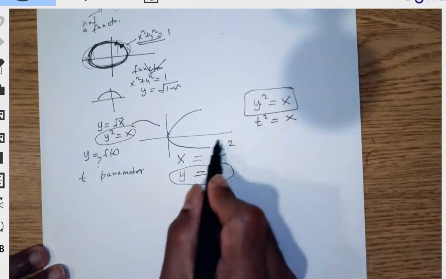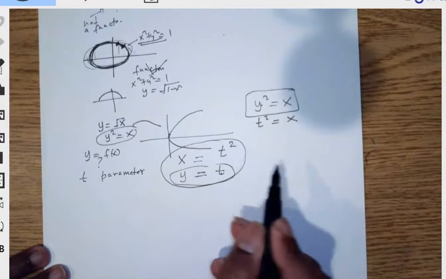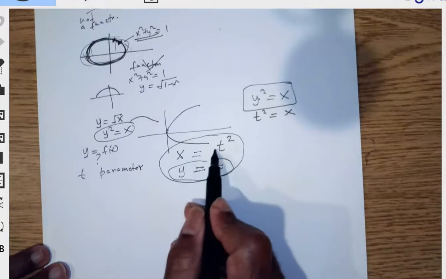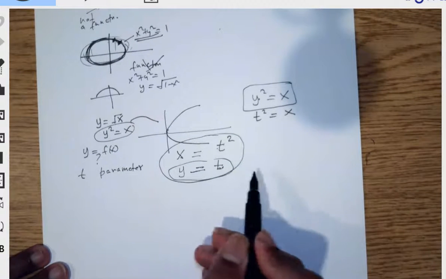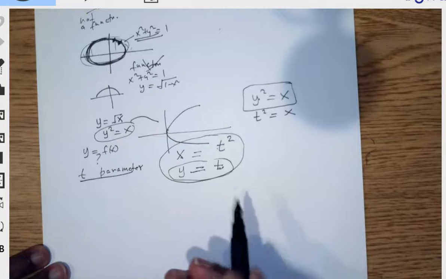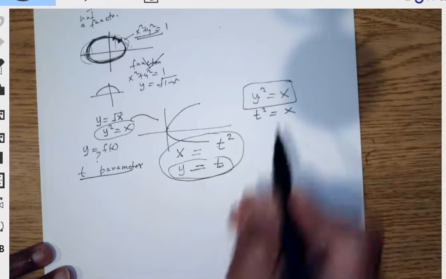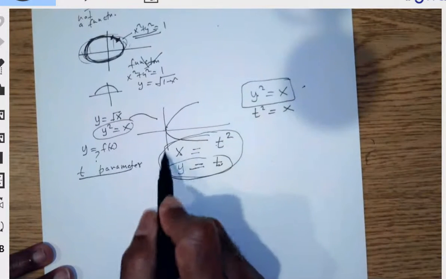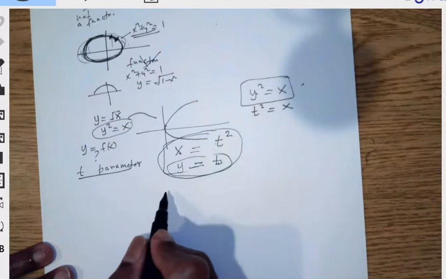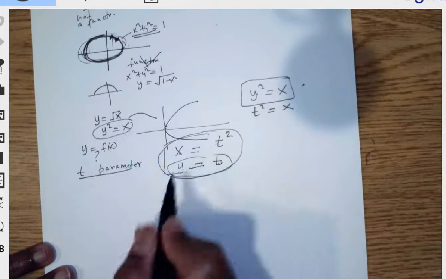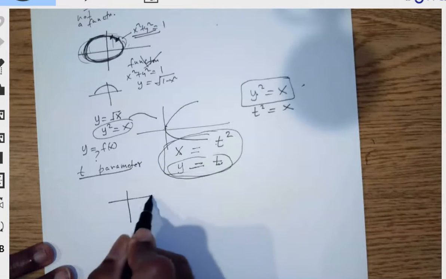I want you to look at this. Really, what we have done is we have written x and y separately using a third variable called t, which is called a parameter. So this is a parametric representation of the curve. And if you just have this, you can still get the curve. How? You can eliminate t and get the rectangular equation, or you can also plot points.